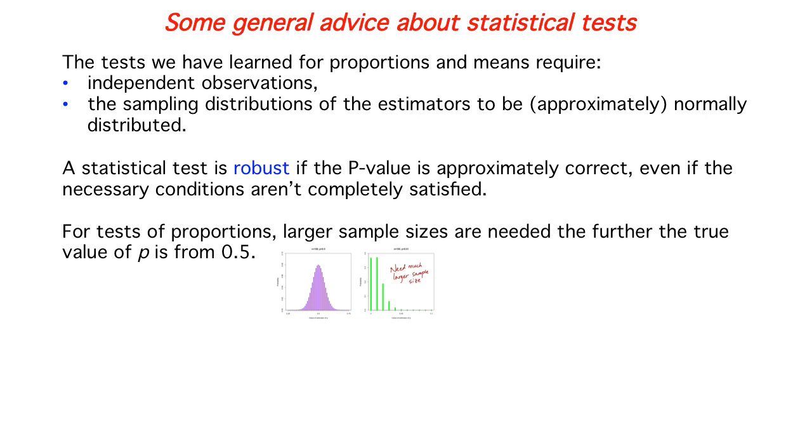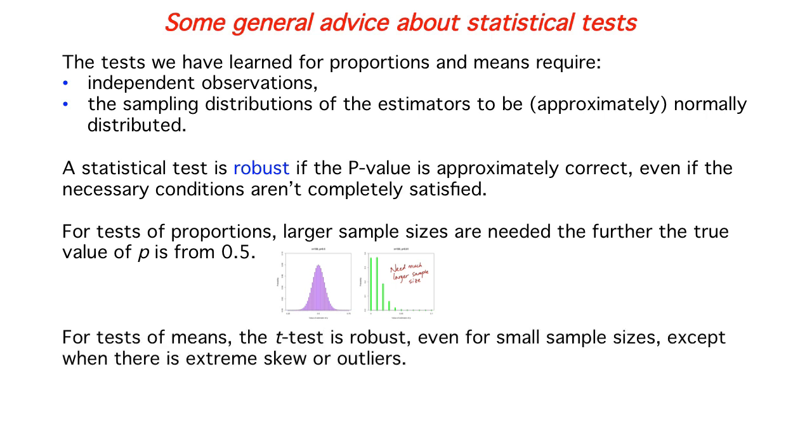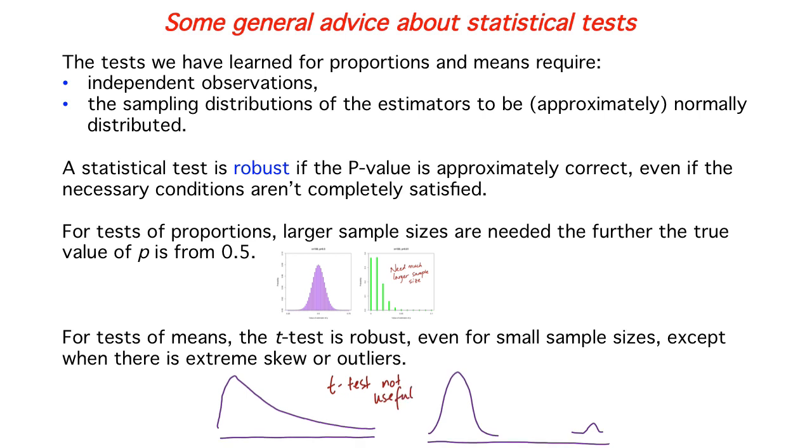Turning to tests of means, for these we have the t-test, and the t-test is remarkably robust. It gives p-values that are very close to correct, even for distributions of data that aren't symmetric and bell-shaped. So t-tests are useful even for small sample sizes, except when our data are very skewed or there are extreme outliers, which are both cases when the mean may not be the best choice for a representative measure of the data.